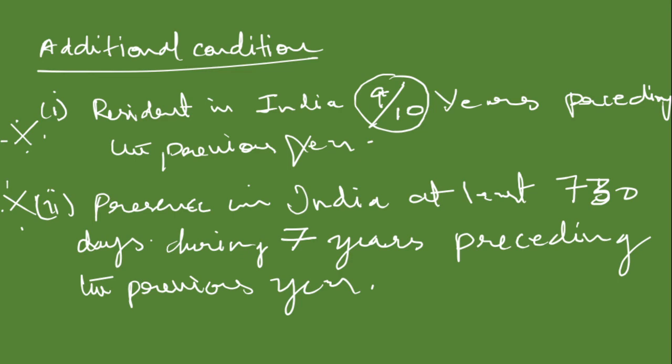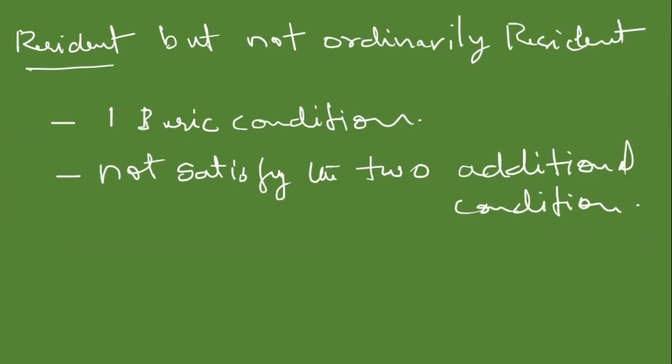Have an example. Maybe I am considered as a permanent resident, not an ordinarily resident. So what about ordinarily resident? Ordinarily resident has to satisfy what? One basic condition and two additional conditions. So who is an NRI? Non-resident Indian.